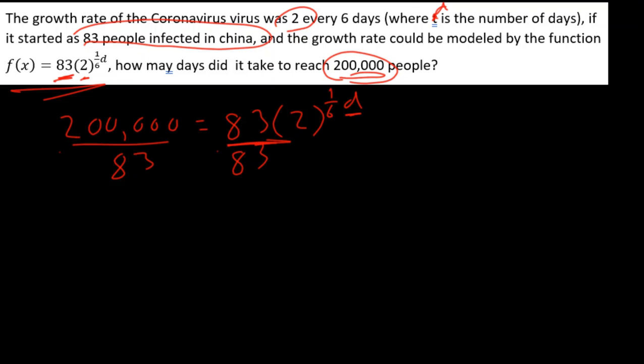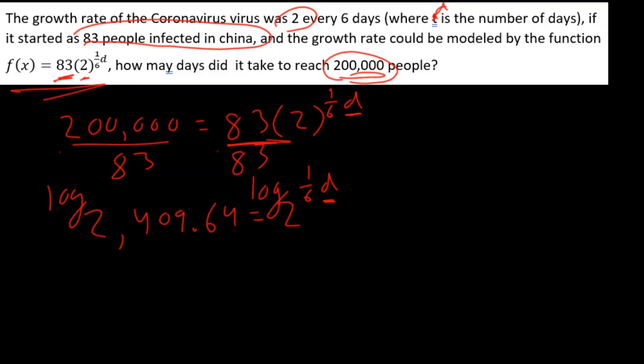So 200,000 divided by 83 will in fact give us 2,409.64. And this will equal 2 to the power of 1/6 d. Now at this point, remember we have our variable up in our exponent, so how do you get a variable out of an exponent? Well, we want to take the log of both sides. And so we write log of 2,409.64 is equal to 1/6 d log base 2.